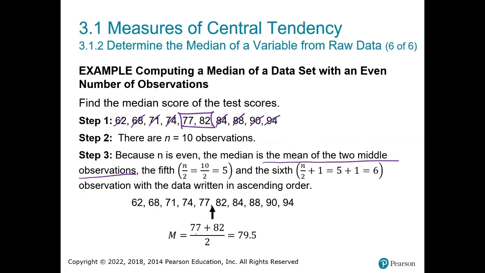So 77 plus 82, I get that total first. 77 plus 82 is 159. Divided by 2 gives me 79.5. So what I'm saying here is the median is 79.5. And then I have 1, 2, 3, 4, 5 data values below it, and 1, 2, 3, 4, 5 data values above it. So now we're going to compare the mean and the median, because sometimes they are very close together, sometimes they aren't.